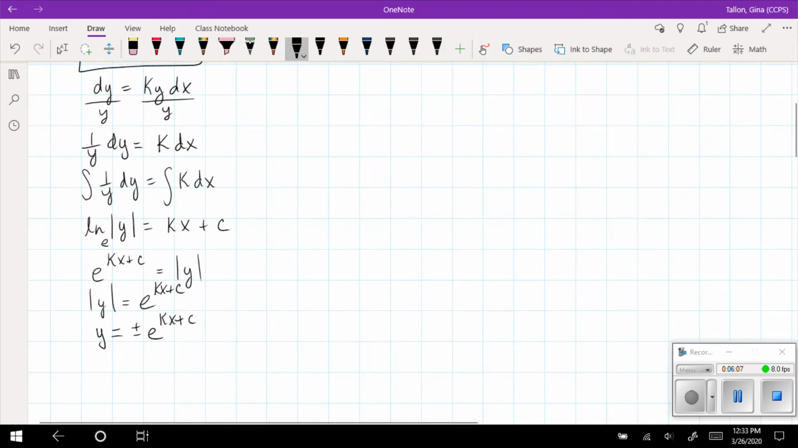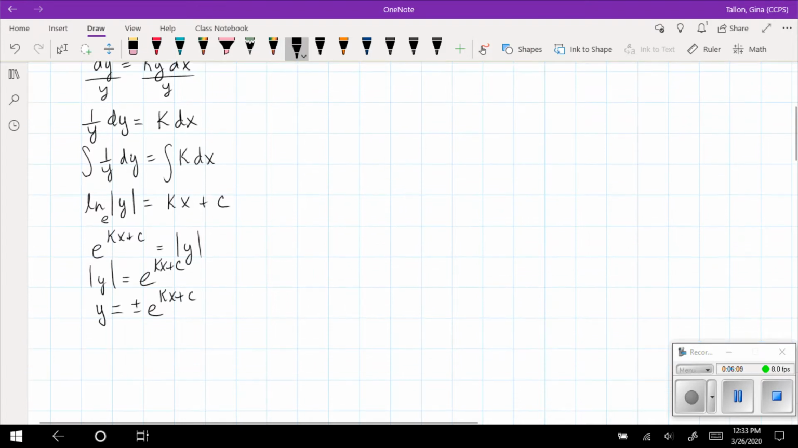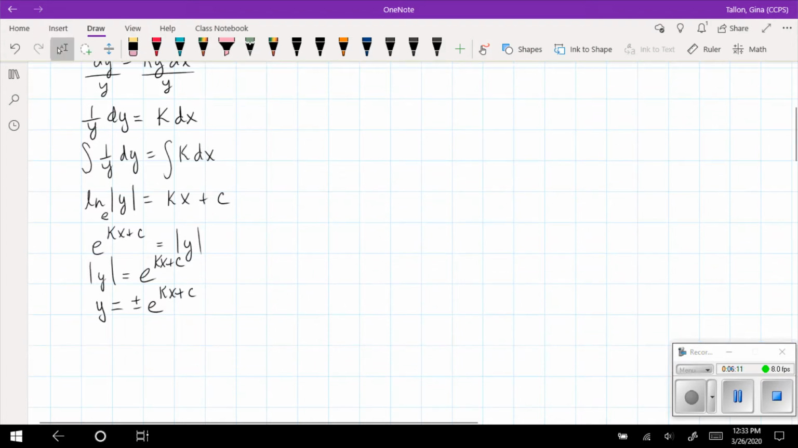And now I'm going to take another couple little steps here and simplify this down. Even though I do have an equation for y, I don't like this mess that it looks like. So I'm going to clear this up a little bit and get to what's known as the law of exponential change here. This is y equals plus or minus e to the kx times e to the c.